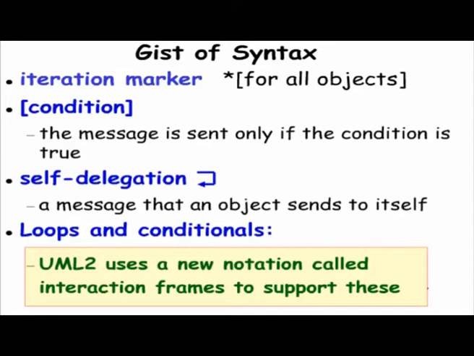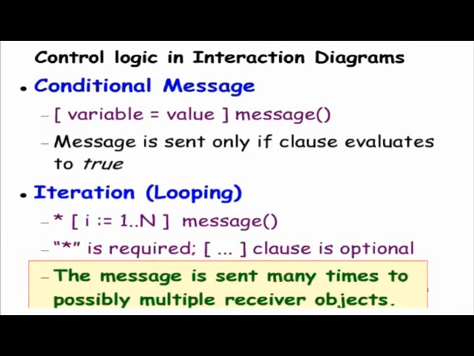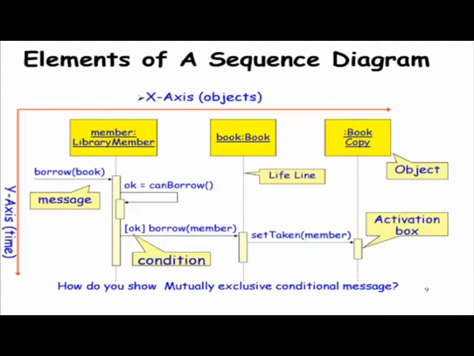And as I was saying, UML 2 has a new notation called interaction frames. We will see what the interaction frames are and how to represent them. In UML 1.x, the conditions are represented through square brackets, and for iteration we had already seen the star, which means that a message is sent many times, or a method is called many times, possibly to multiple receiver objects. So these are the elements of an interaction diagram. There are actually two types of interaction diagram, the sequence diagram and the collaboration diagram. We are first examining the sequence diagram, and subsequently we will look at the collaboration diagram.